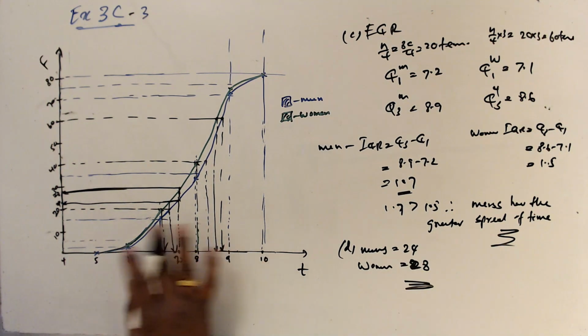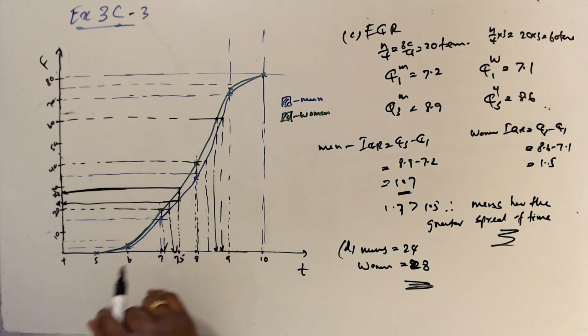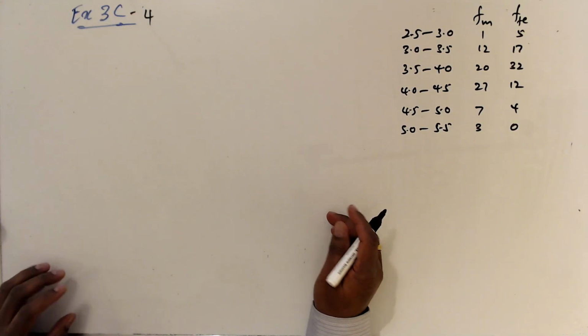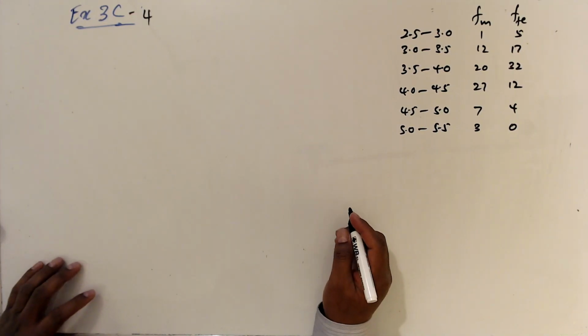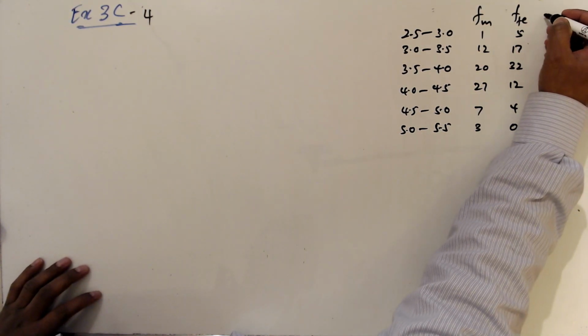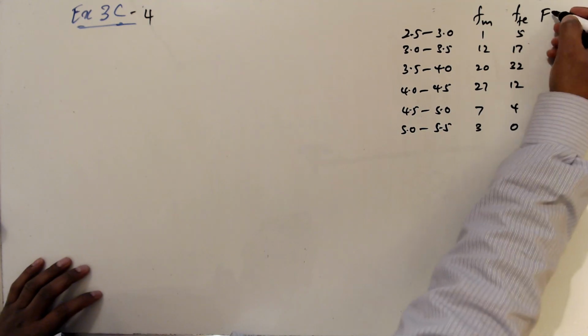This is just a demonstration. It's difficult to draw in this one, and it takes a lot of time. So, question number 4. This is about the weight of cats. First of all, find the cumulative frequency for male.